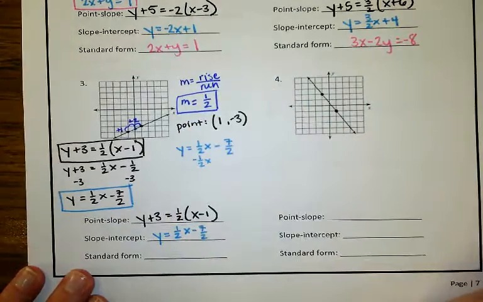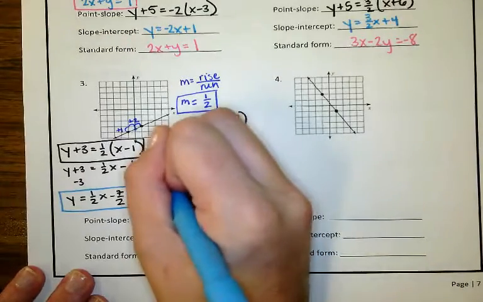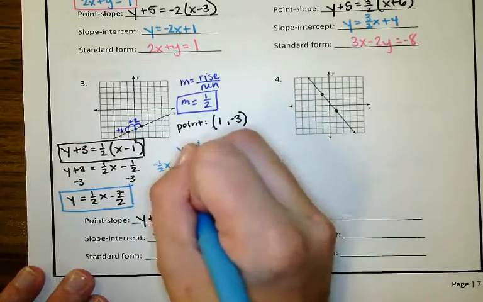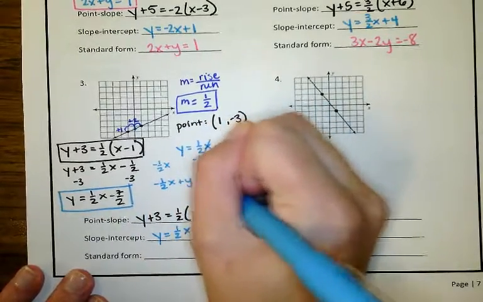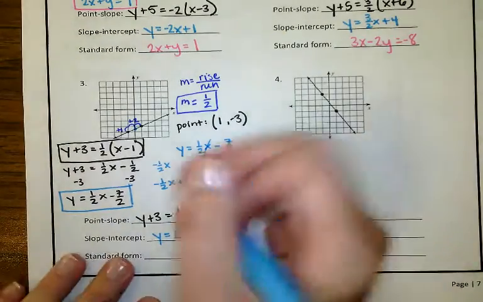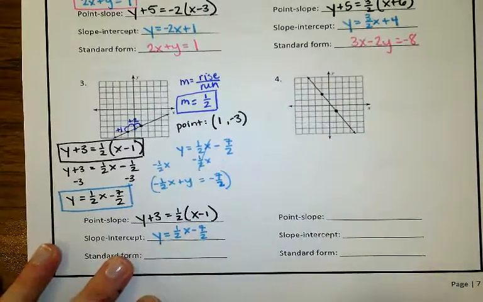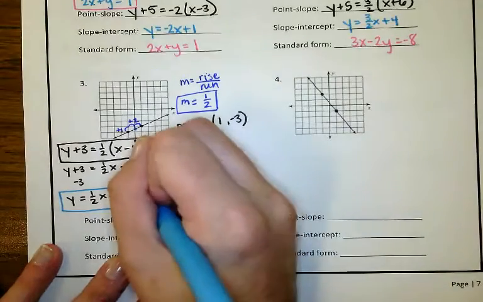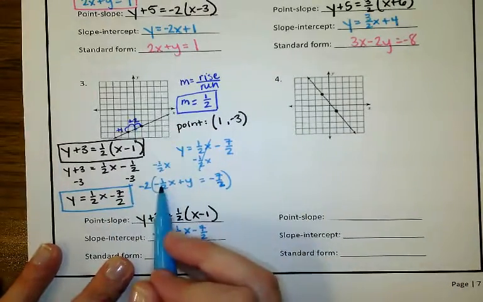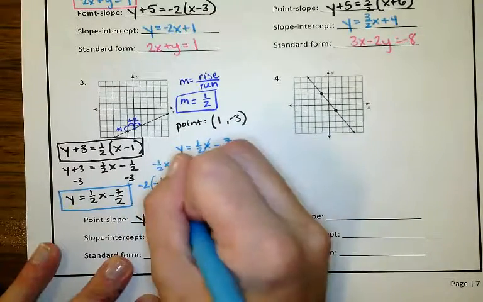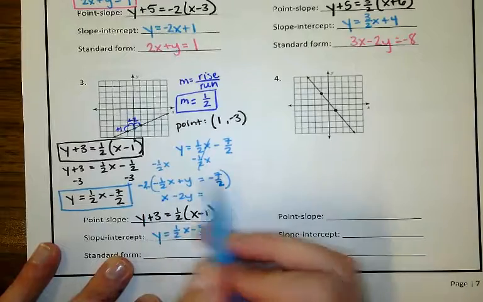So we are left with negative 1/2 x plus y is equal to negative 7/2. Okay, so now what do we do if we want to get rid of this fraction and negative? Well, we're going to multiply it by a negative 2 because that's going to clear our fraction out. So that will leave us with x. Negative 2 times y is negative 2y. Negative 2 times negative 7/2 is going to leave you with a positive 7.